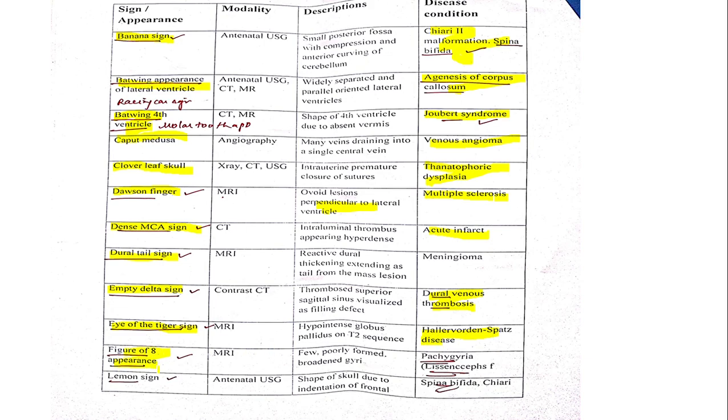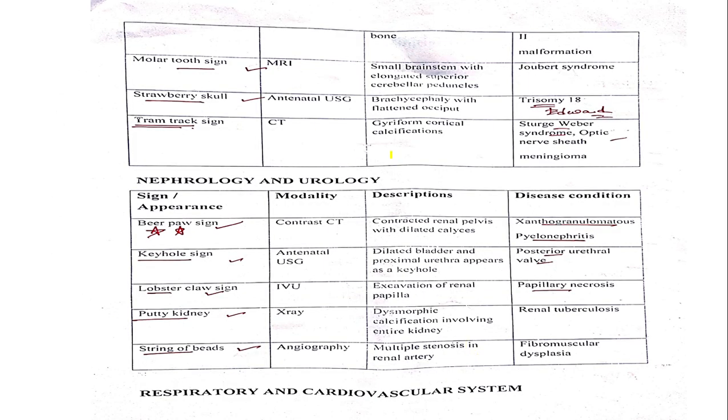Figure of 8 appearance in MRI is seen in pachygyria lissencephaly due to few poorly formed broadened gyri. Lemon sign is seen in antenatal USG in spina bifida and Chiari malformation. Molar tooth sign is seen in Joubert syndrome. This is due to small brainstem with enlarged superior cerebellar peduncles.